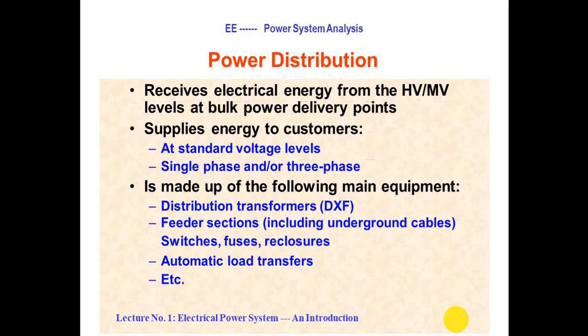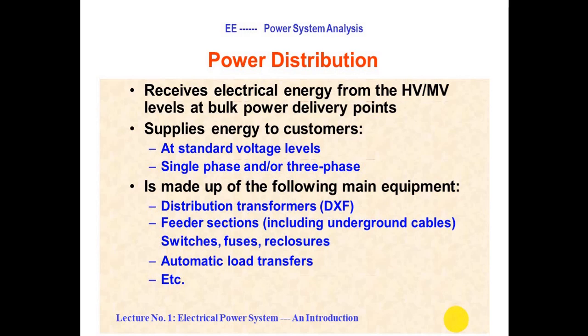So, power distribution receives electrical energy from the high voltage level at bulk power delivery points, and it supplies energy to consumers or customers at standard voltage levels, both single phase and three phase. Industrial consumers might need three phase voltage, and domestic consumers depend on the load, whether it is a single phase or three phase load. So according to the requirement, the electrical energy is distributed from the distribution substation to the consumer end with the help of feeders and distributors.